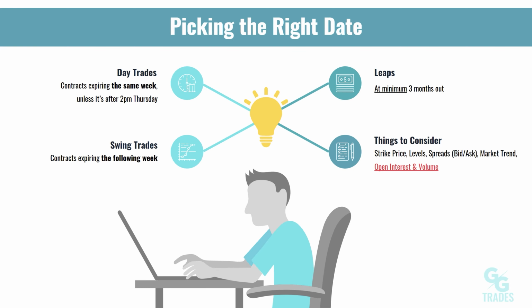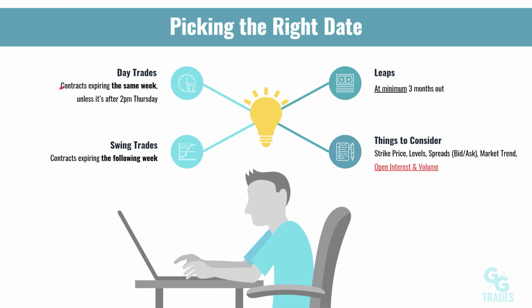So what are our recommendations when it comes to picking the right date, for the type of trader you are or the type of investor you are? When it comes to day trades, we always recommend contracts expiring the same week, unless it's after 2 p.m. Thursday, because for a day trade, that means you are literally in and out on the same day.